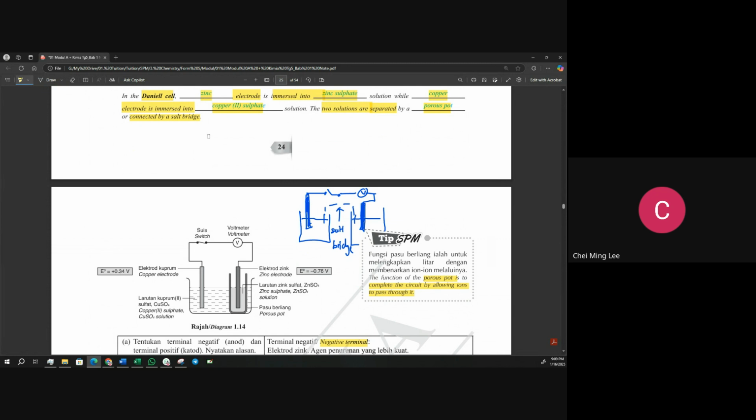Now, the function is similar to a salt bridge. So jot this down: the function of the porous pot is to complete the circuit by allowing ions to pass through it.